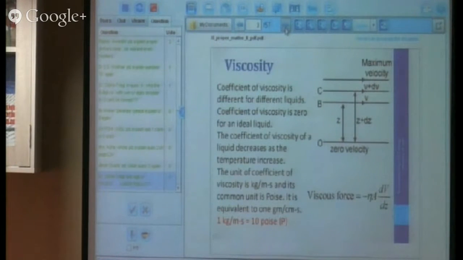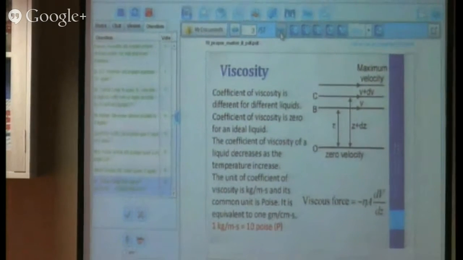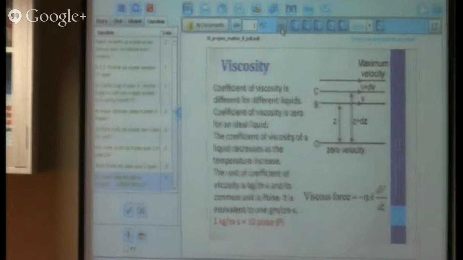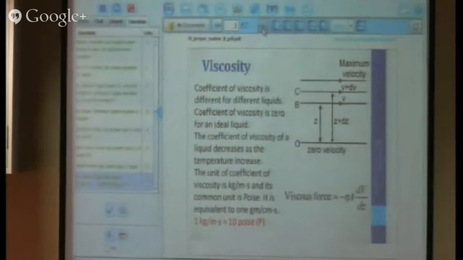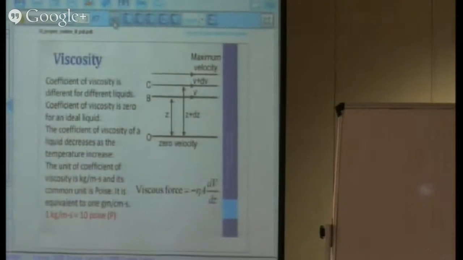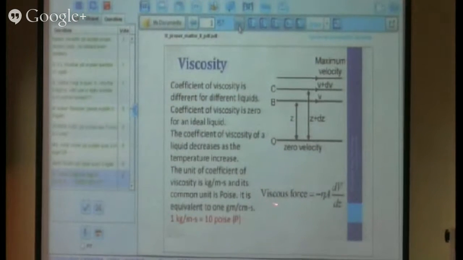So we'll talk about the viscosity. Viscosity basically is the inherent property of a fluid which opposes its own flow. When liquid is in motion, then a frictional force is present in it which opposes its own flow. To define the viscous force, we have one very simple model of fluid. We assume that the fluid is made up of layers, layer by layer.